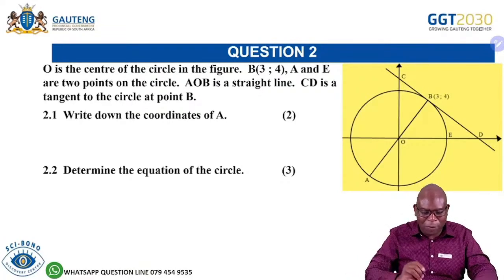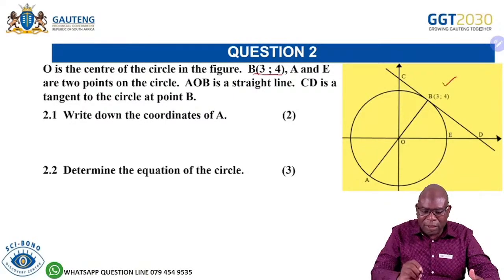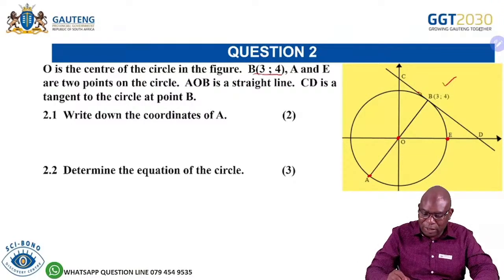But let's move on. Now here you are given that O is the center of the circle, B is given as 3 and 4, nice. A and E are 2 points on the circle. AOB is a straight line passing through the center, we can see that. CD is a tangent to the circle at point. So that point, what is a tangent? That point touches that point here.